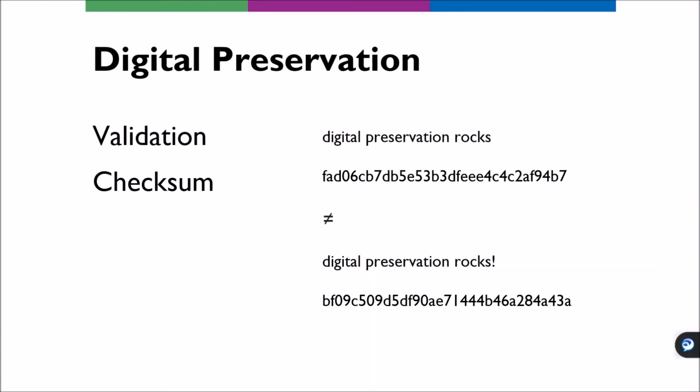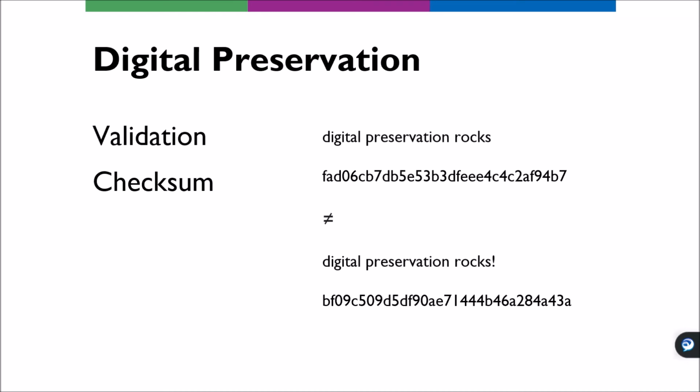A word you'll hear a lot in digital preservation is checksum. A checksum is like a digital fingerprint of a file that is completely unique to it. If a single bit changes in that file, it won't have the same checksum. You can use checksums to detect if something has changed within your files, but it won't tell you what has changed.